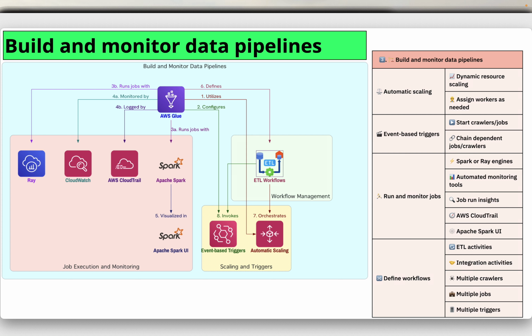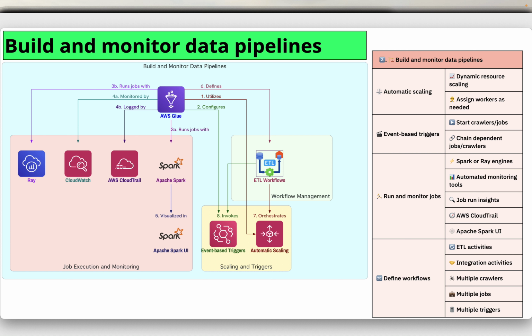Next feature is run and monitor jobs. Run AWS Glue jobs with Spark or X-Ray or Ray technology. Monitor with automated tools, job run insights and AWS CloudTrail and Apache Spark UI. Next feature is define workflows. So you can create workflows for ETL and integration activities for multiple crawlers, jobs and triggers.